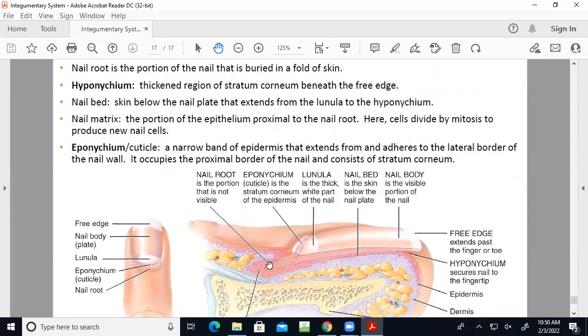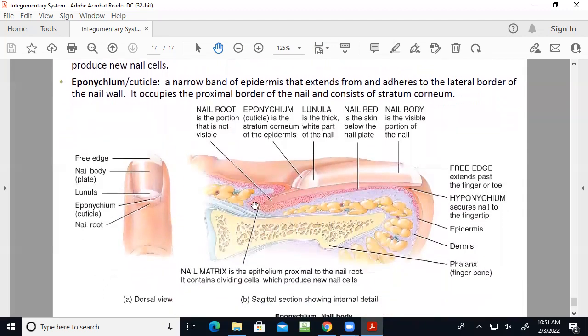Just like our hair, there's what we call our root. In this case, it's the nail root. That is the portion of the nail buried in a fold of skin, and you can see that very nicely. A fun word to say is the next structure, what we call the hyponychium, a thickened region of the corneum beneath the free edge. This is what helps secure the nail to the fingertip, as you can see there. The nail bed is the skin below the nail plate, extends from the lunula to the hyponychium, shown here in our picture.